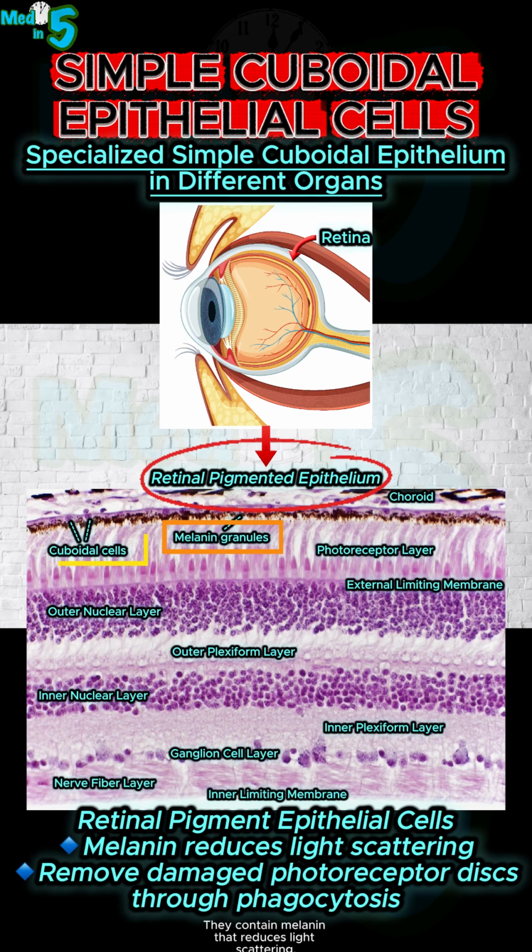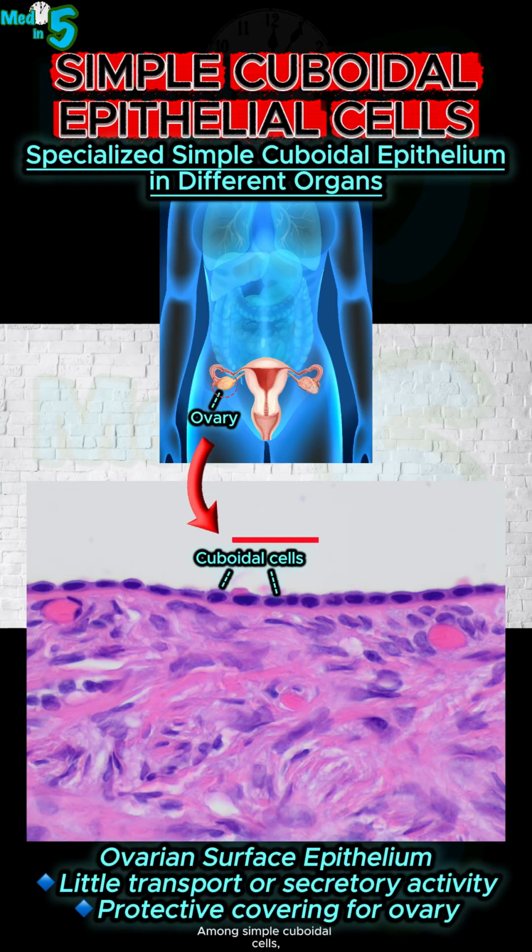They contain melanin that reduces light scattering. They also remove damaged photoreceptor discs through phagocytosis. Among simple cuboidal cells, those in the ovarian surface epithelium have little transport or secretory activity. They primarily serve as a protective covering for the ovary.